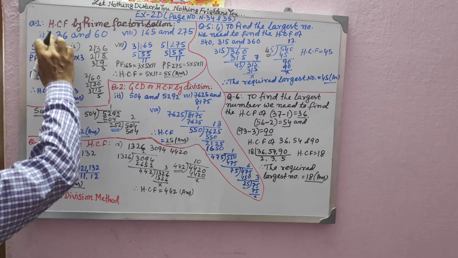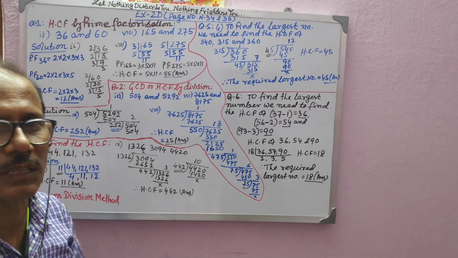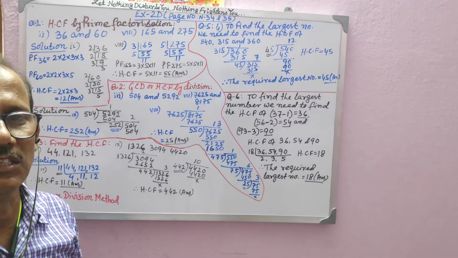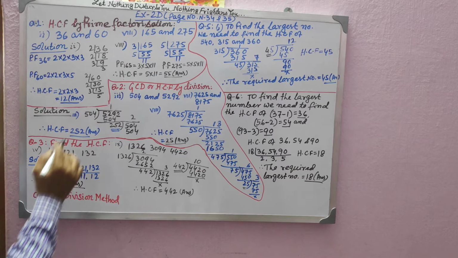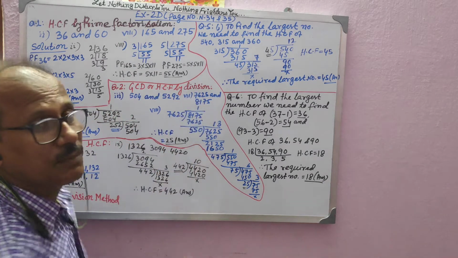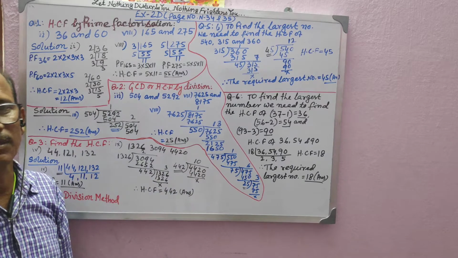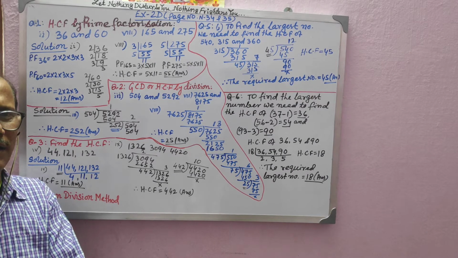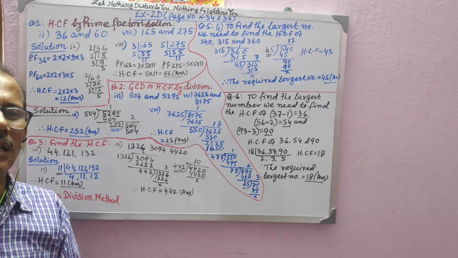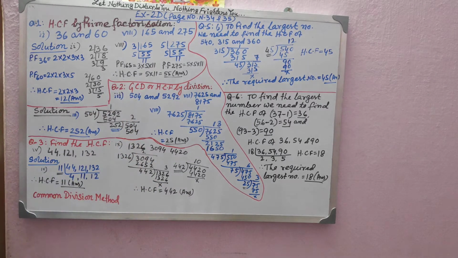Okay, fine. How will you find out the H.C.F by prime factorization? What are the methods for finding the H.C.F? First is prime factorization. Second is the division method, that is the long division method. And third is the common division method. All these three methods we will be learning. A factorization method is also there, but we will just focus on these three methods.